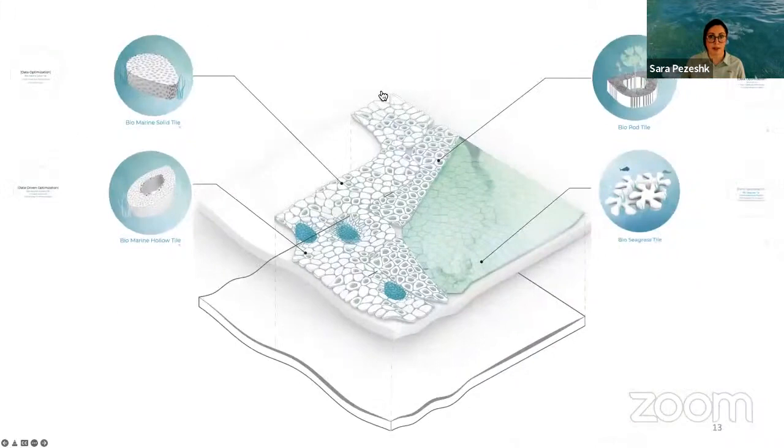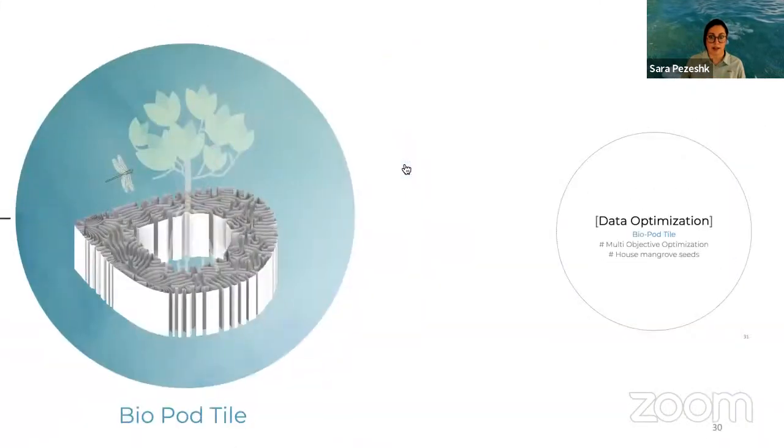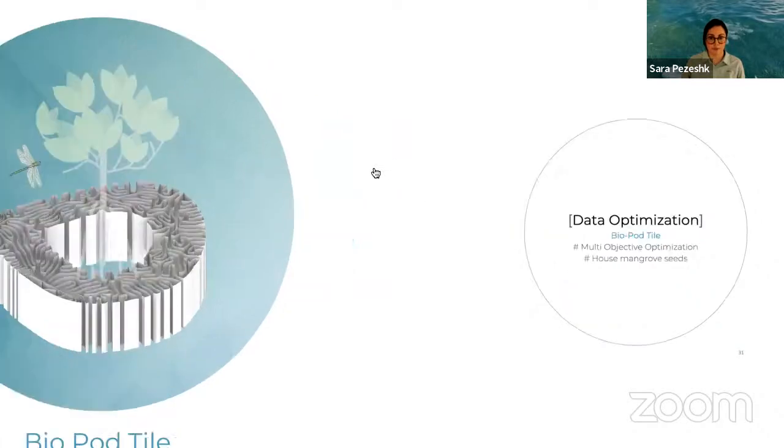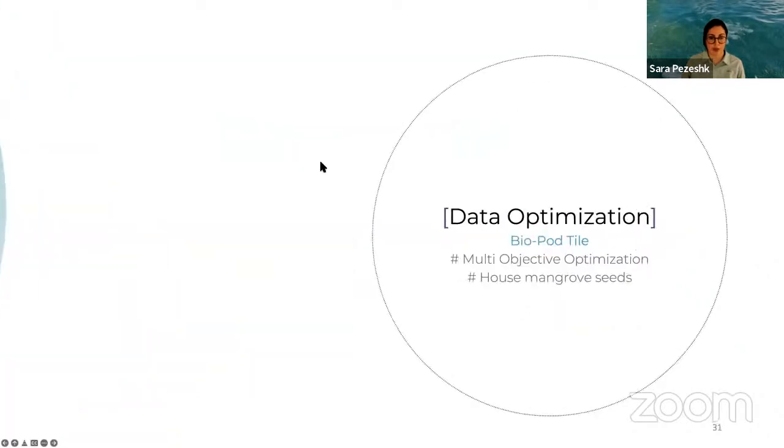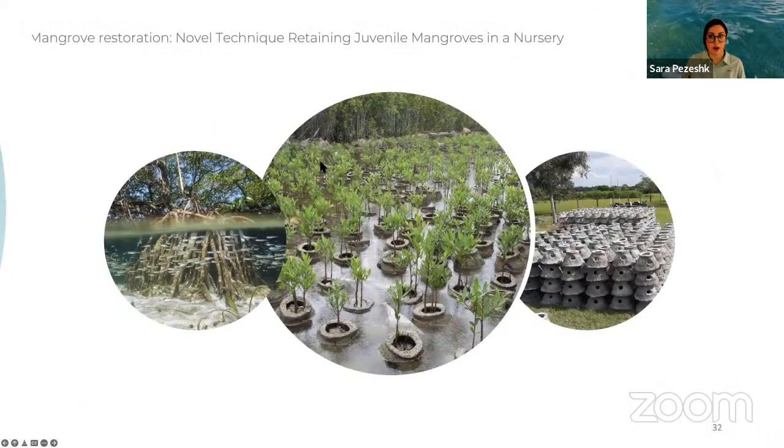Next would be the biopod tile, which is a hollow textured ceramic tile with a hole in the center that can house mangrove seeds. To restore a mangrove tree is quite a challenging task. I have studied and seen a novel technique that suggested maintaining juvenile mangrove trees at the nursery prior to transplanting them at the site.